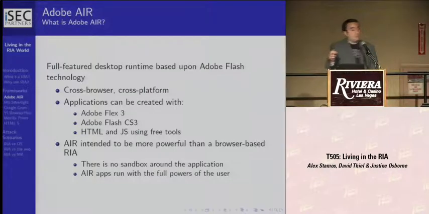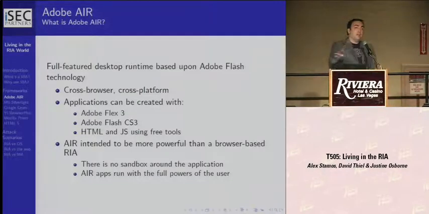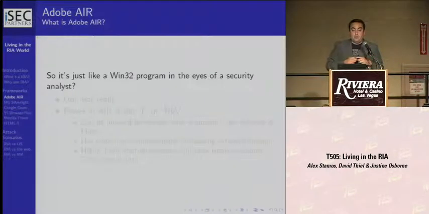So in the HTML and JavaScript case, that gets compiled within a Swift that is provided by Adobe, a container Swift that you don't have to write yourself. But then they expose lots of cool functionality through JavaScript so that you can do more things than you can normally do in HTML and JavaScript. This is intended to be more powerful than a general RIA application. There's no sandbox. Apps run with the full power of the user.